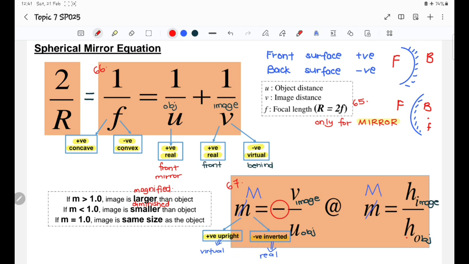In terms of the value, what does it mean if M is bigger than 1, smaller than 1 or equal to 1? If M is equal to 1, it means the value of v and the value of u are the same, or hi over ho is the same. In other words, the image is the same size as the object. But if magnification is more than 1, like 1.1, 1.2 and so on, that means the image is larger than the object, or we call the word magnified. And lastly, if M is less than 1, like 0.9, 0.8 and so on, the image is smaller than the object, or the keyword that we use is diminished. Right? So let's look at a question for a better understanding.